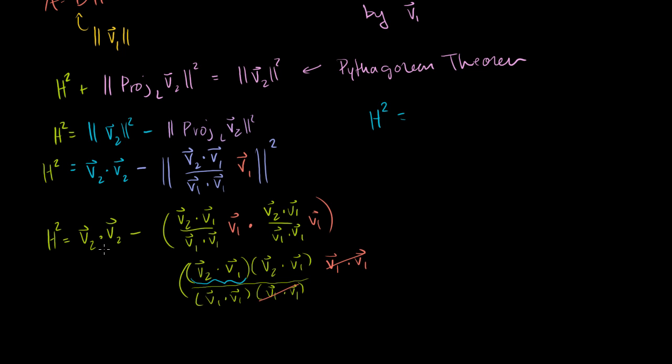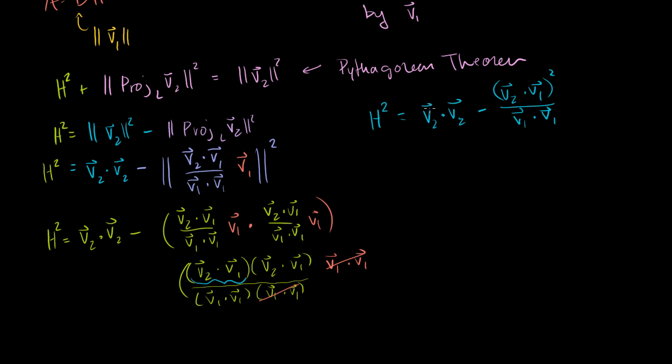So it's equal to, well, let me start over here. It's equal to v2 dot v2 minus this guy times itself, so v2 dot v1 squared, all of that over just one of these guys, v1 dot v1. That is what the height squared is. Now, we have the height squared. We could take the square root if we just want to solve for the height.